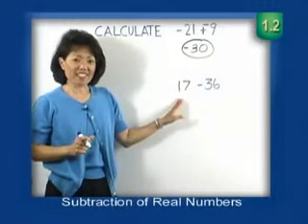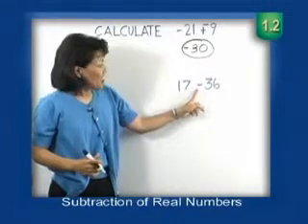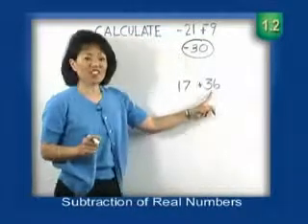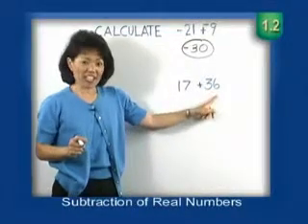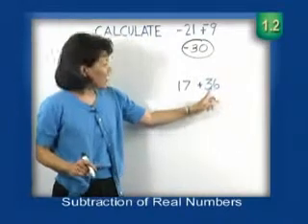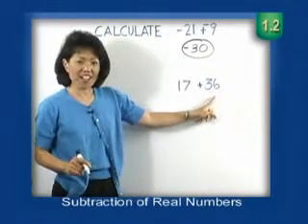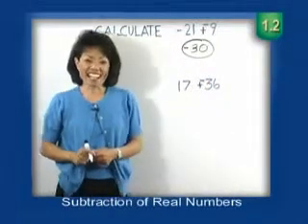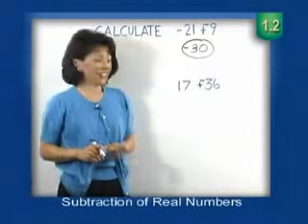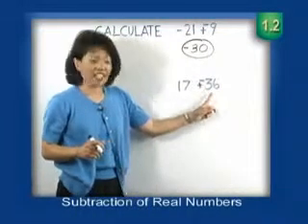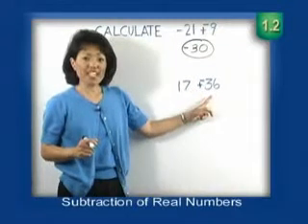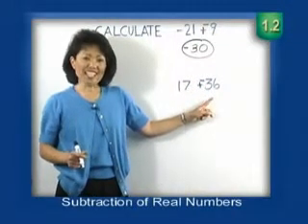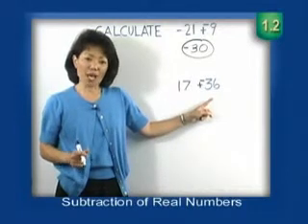17 minus 36. Again, change the subtraction sign to addition. Change the sign of the number being subtracted to the opposite sign that it is. It's positive 36 right now, so we'll make that a negative 36. Again, back to the rules of addition. If the signs are different, here we have one positive, one negative. Disregard the signs. Subtract the smaller from the larger. Take the sign of the larger in absolute value.